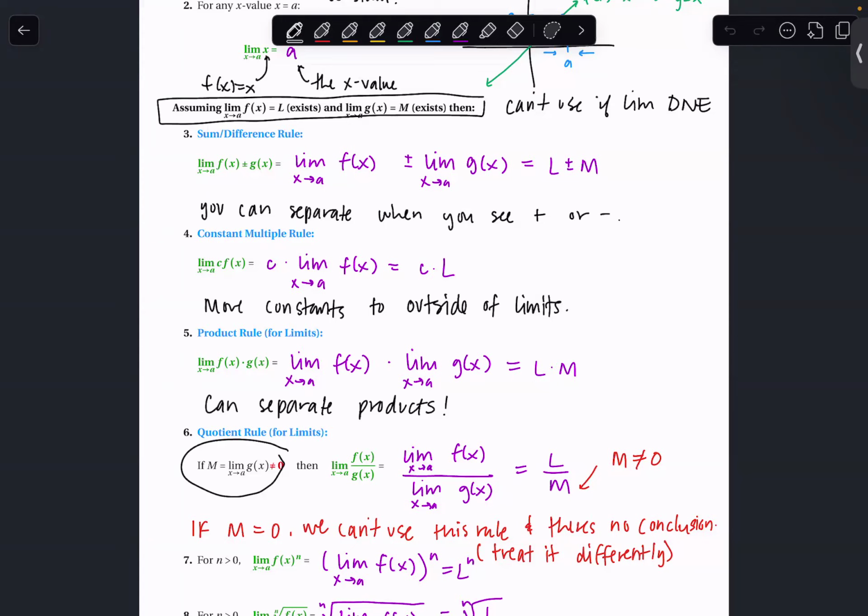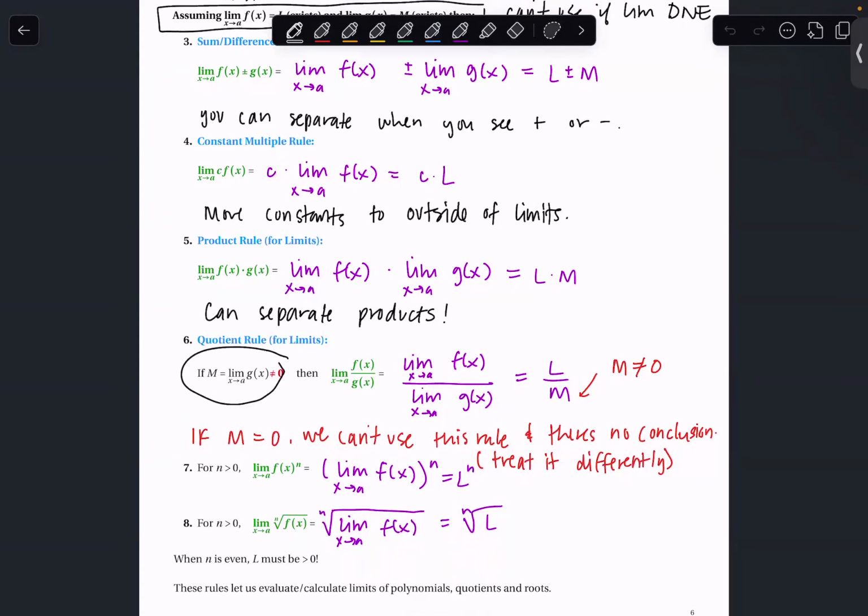If at that specific point the limit doesn't actually exist, I can still do some work to be able to use these rules here. Where I see plus or minus, I can separate my limit with my plus or minus. If I see a constant multiple, I can move the constant to the front. If I see a product, I can separate with my product. The only one to be very cautious of is the quotient. If the limit of the denominator goes to 0, we're not allowed to use it. Again, that doesn't tell us what the limit approaches. It just tells us we can't use this rule.